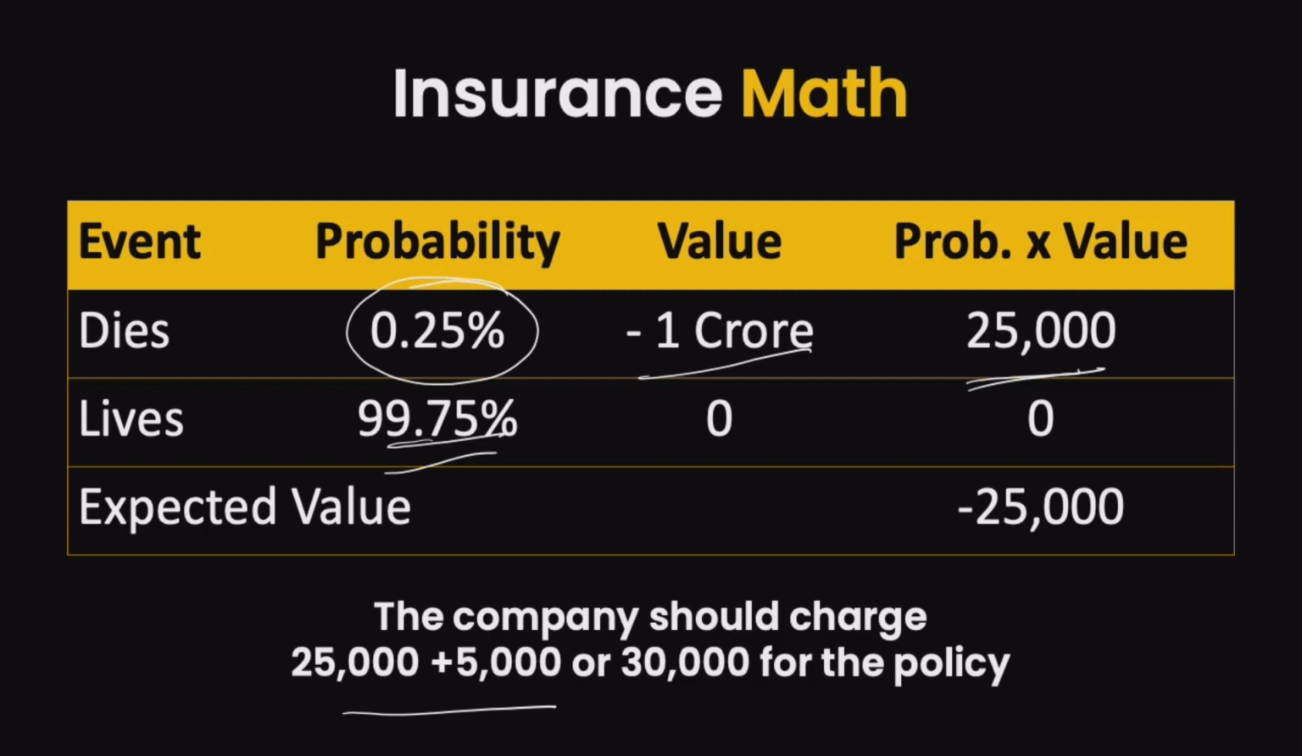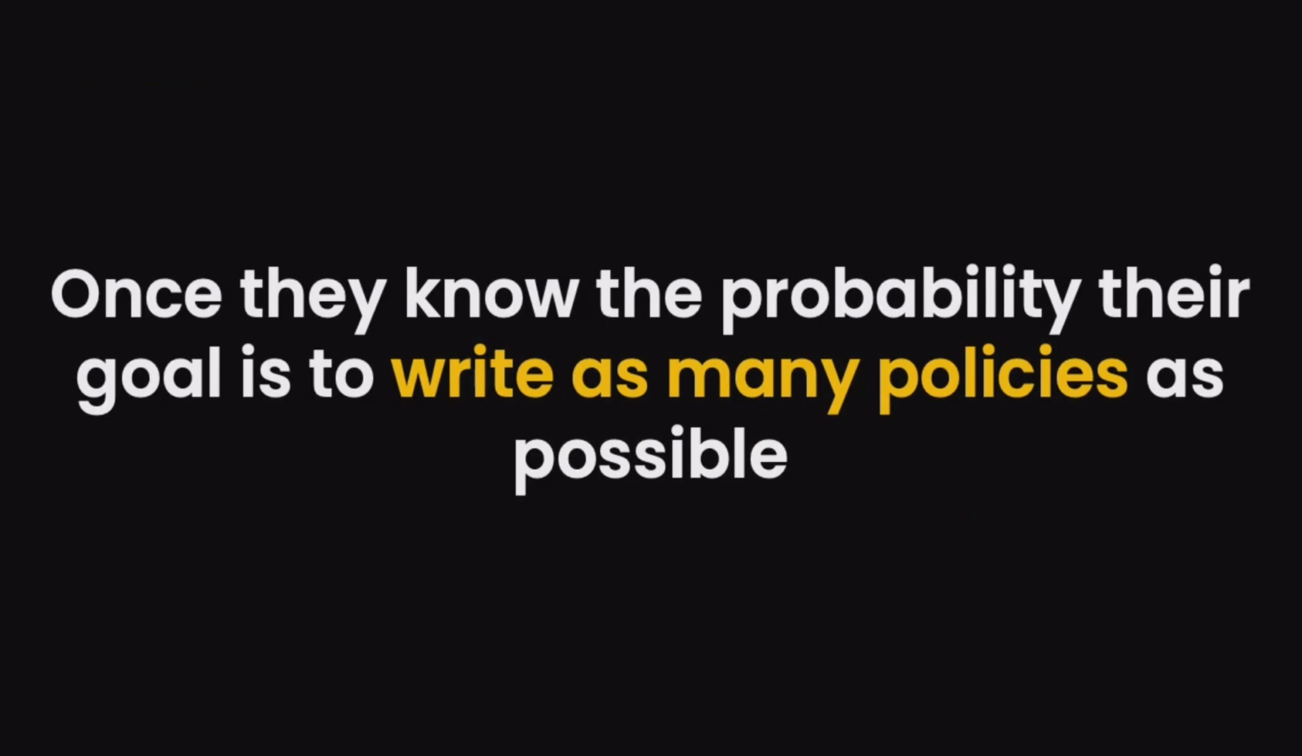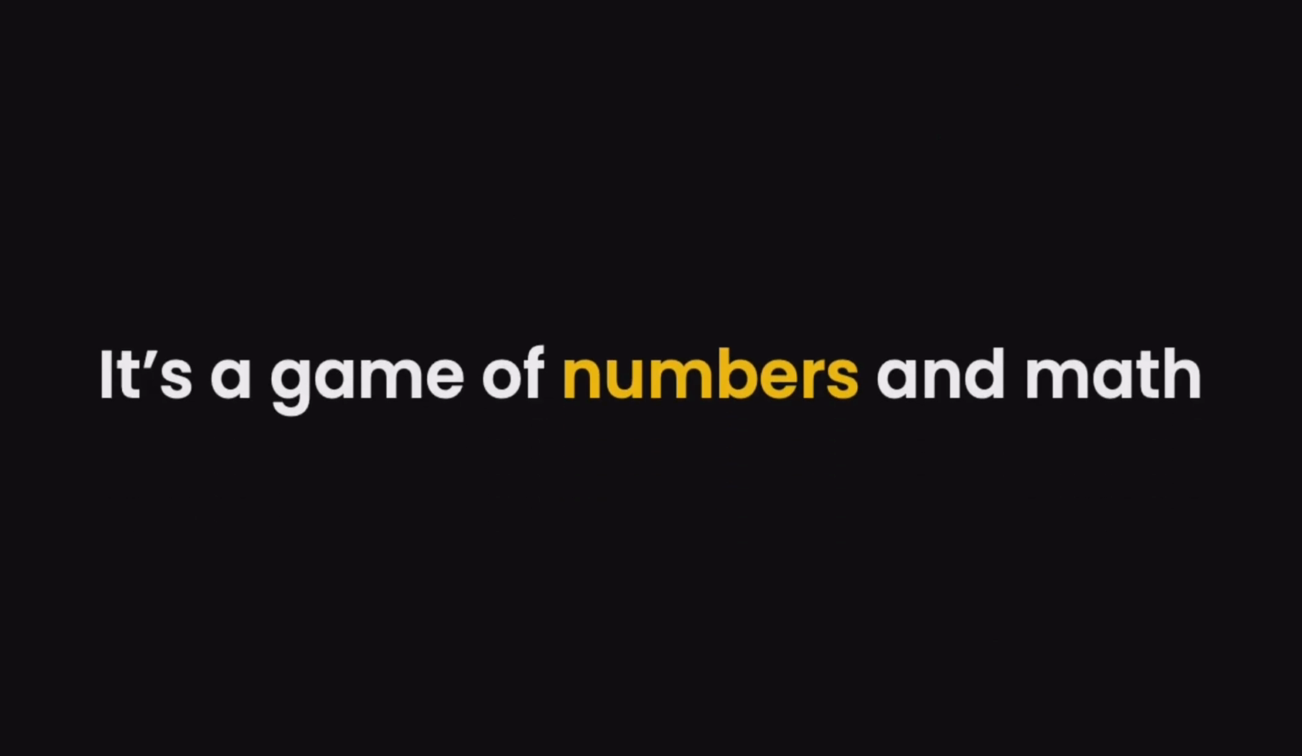Now, this strategy works when they have a large number of policy holders. Once they have the probabilities in hand, they aim to reduce risk by writing as many policies as possible. That's their objective. We understand the probability, so let's write as many policies as possible so that our risk is diversified. That's why they diversify into various types of insurance as well, like real estate, cars, and businesses. When the odds are clear, it becomes a numbers game.